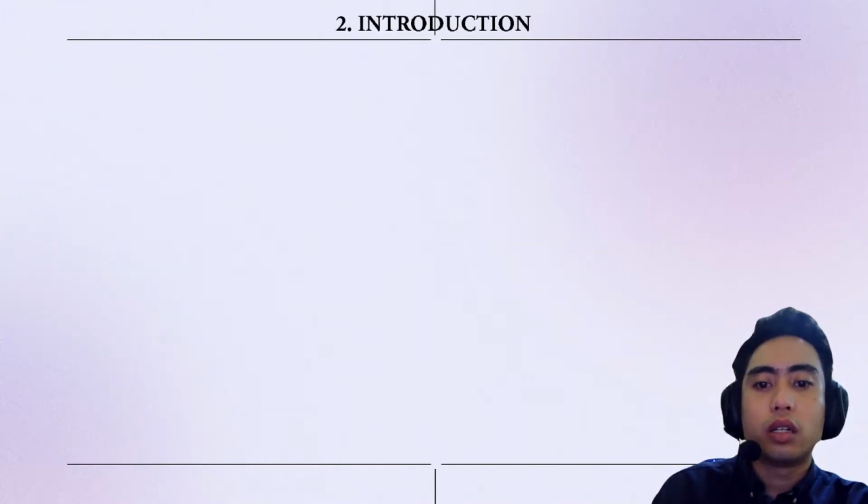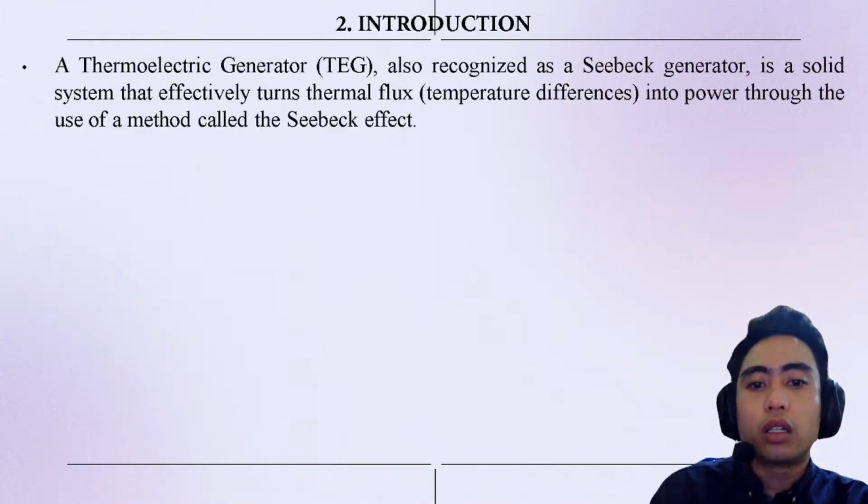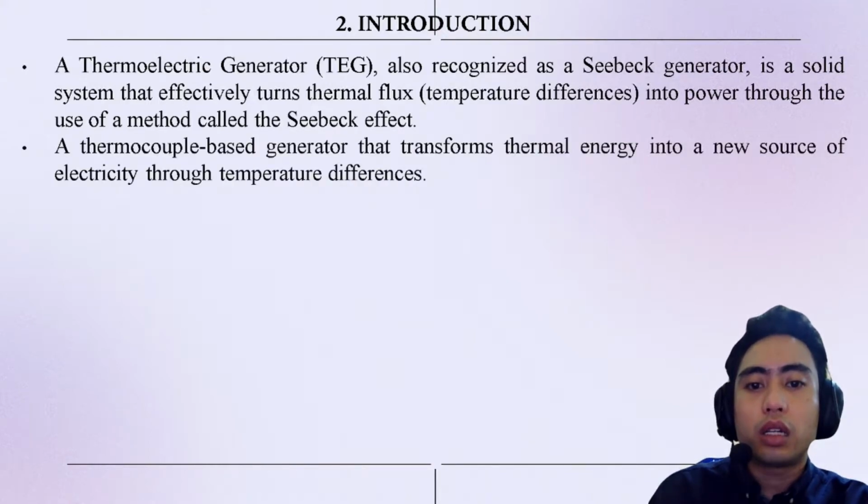Next, introduction. A thermoelectric generator TEG, also recognized as a Seebeck generator, is a solid state system that effectively turns thermal flux into power through the use of a method called the Seebeck effect. Basically, it's a thermocouple-based generator that transforms thermal energy into a new source of electricity through temperature difference.